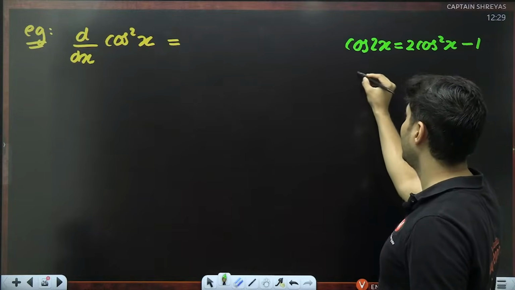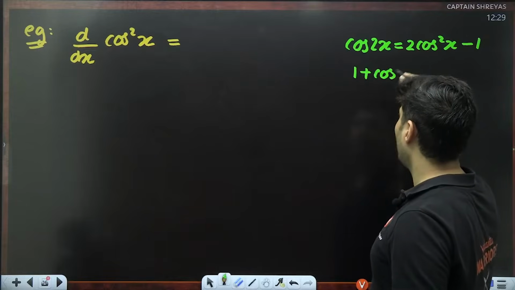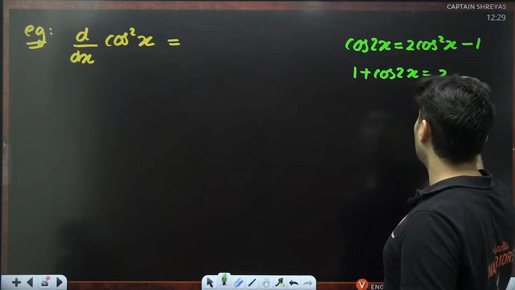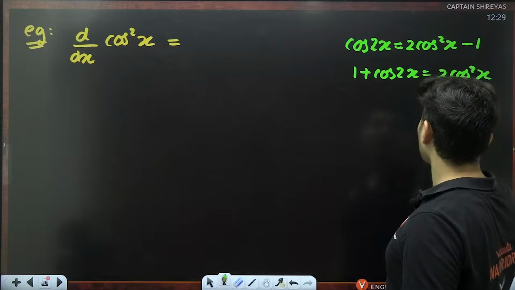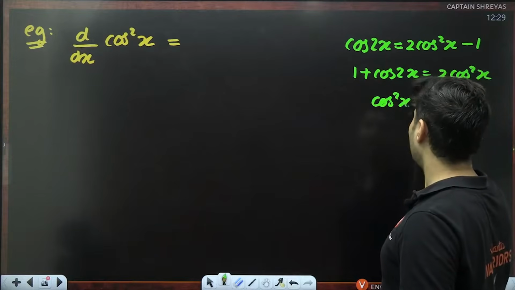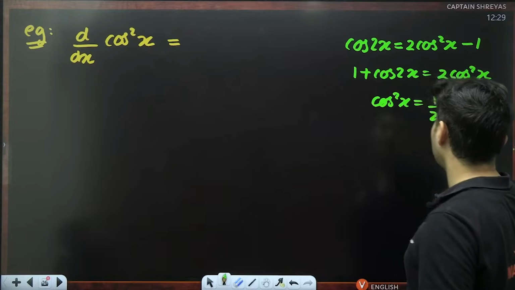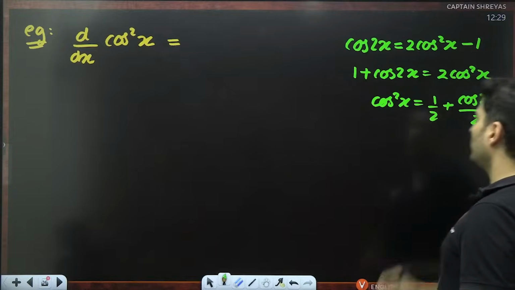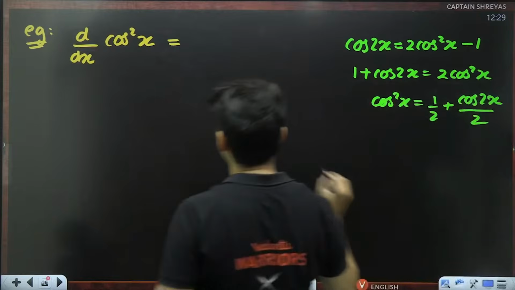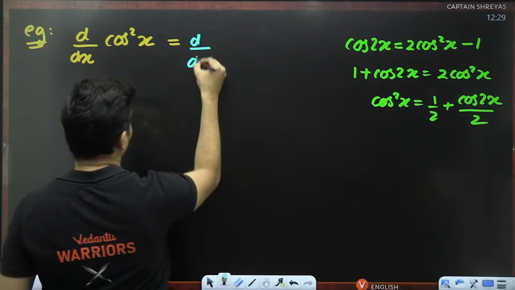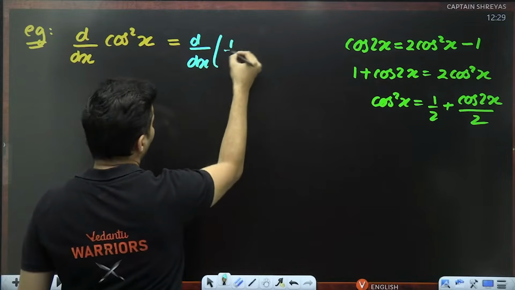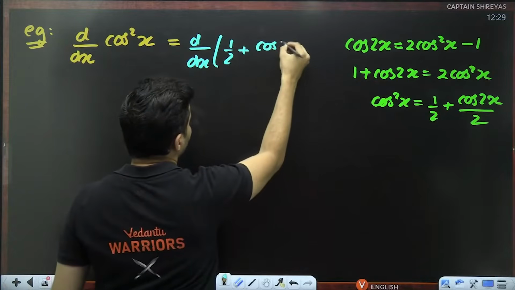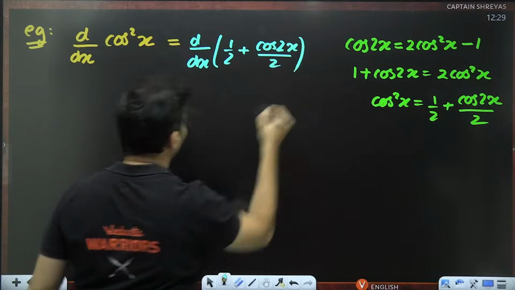Take that 1 on the other side. So 1 plus cos 2x is 2 cos square x. So cos square x will be half plus cos 2x divided by 2. So just exactly do that: the derivative of half plus cos 2x, the whole thing divided by 2.